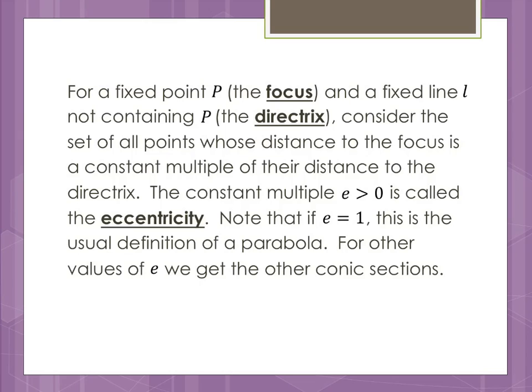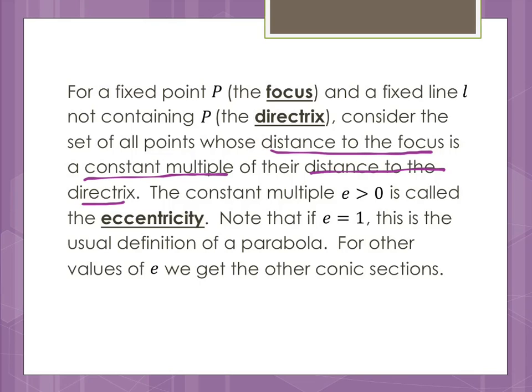And if E equals 1, then this description, aside from the new word eccentricity, is exactly what we saw when we did parabolas, right? Talking about one focus, and a line being the directrix, the same definition we looked at before, with the eccentricity being equal to 1 for parabolas. But this can be extended to the other conic sections by changing the value of E. That is, changing the constant multiple of the distance from the focus to the directrix.